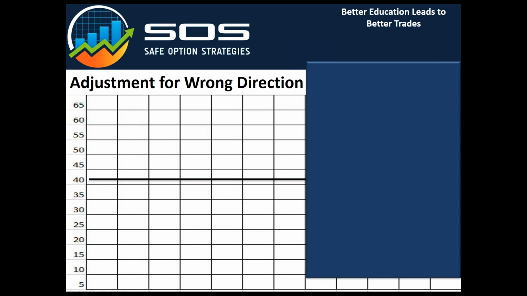We've got to talk about two things when it comes to calendar spreads. We've got to talk about how do we adjust for the wrong direction, but also how do we adjust when the stock moves in the direction we would like it to move in, but it goes too quickly in that direction. And both adjustments have to be covered. So we open the trade. Let's use a put calendar. In fact, this is a bear put calendar.